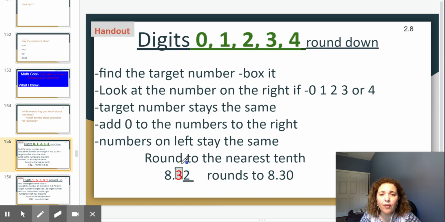So in this example, if I'm rounding to the nearest tenth, the first thing I need to do is find the tenths place, right? So that's what I'm going to box in. That's my target. So now I'm going to look at the number to the right. It's a 2, so it's between 0, 1, 2, 3, 4. That means round down. So the 3 stays the same, and the 2 becomes a 0, and the numbers to the left stay the same. So my number rounds to 8.30.